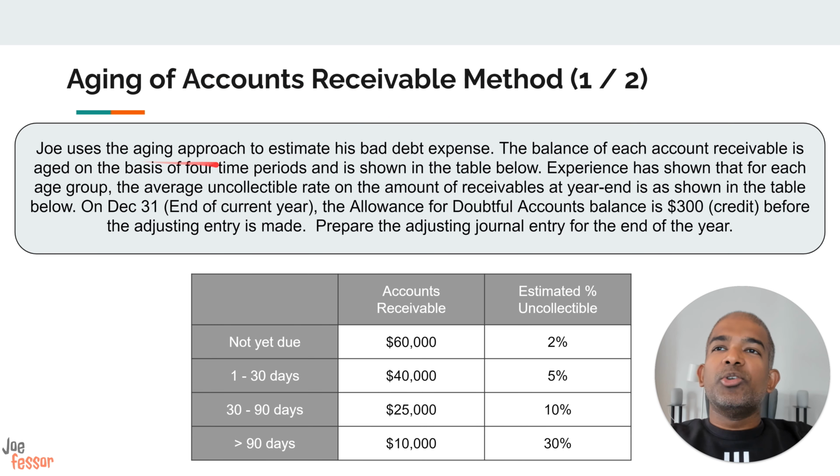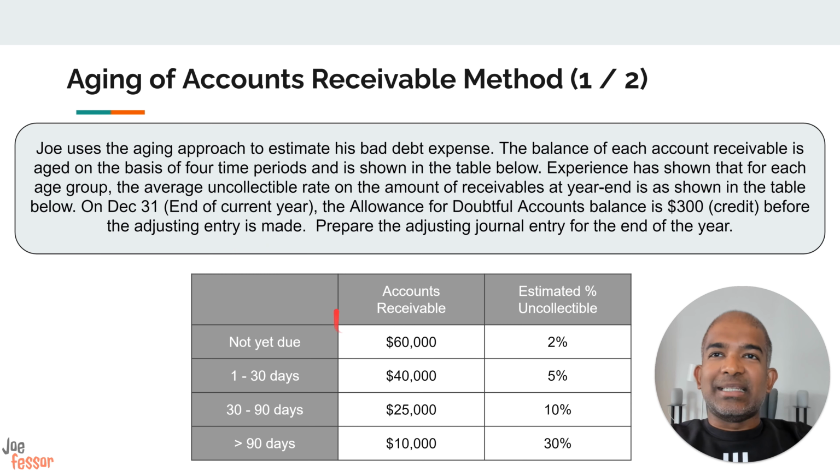Joe uses the aging approach to estimate his bad debt expense. The balance of each account receivable is aged on the basis of 4 time periods and is shown in the table below. Experience has shown for each age group, the average uncollectible rate on the amounts receivable at year end is as shown in the table below. On the 31st of December, end of current year, the allowance for doubtful accounts balance is $300. It's a credit balance before the adjusting entry is made. Prepare the adjusting entry for the end of the year.